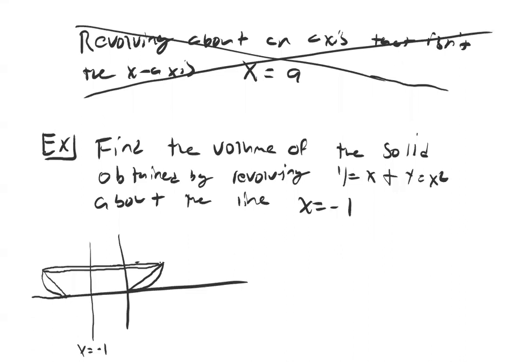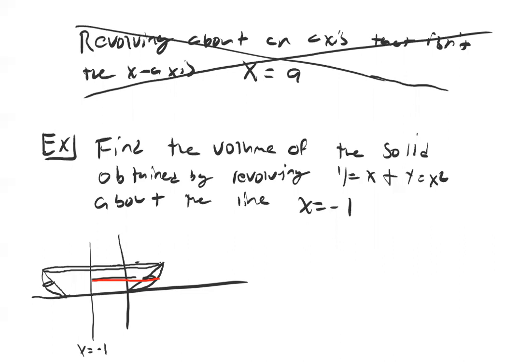Okay, and again, I'm going to use washers, but now my cross sections are this one, so I need to figure out what this radius is and what this radius is in order to do this. And since I'm integrating up and down, it's going to be an integral dy this time.